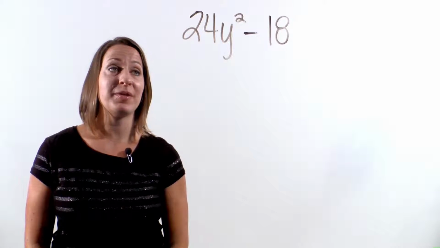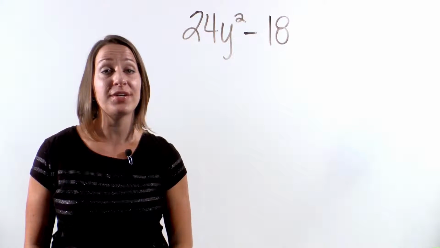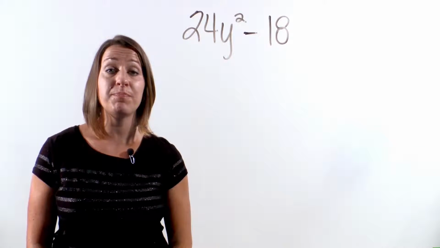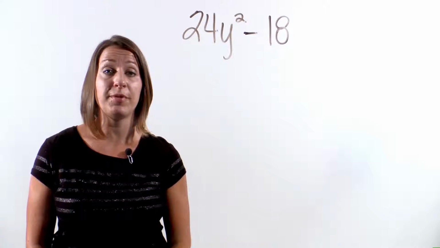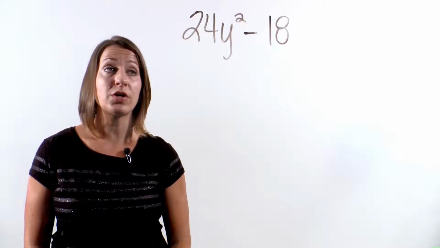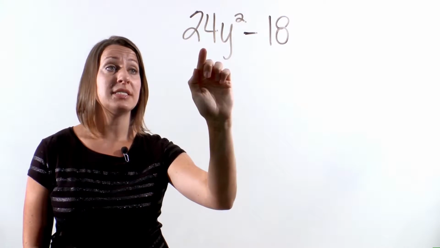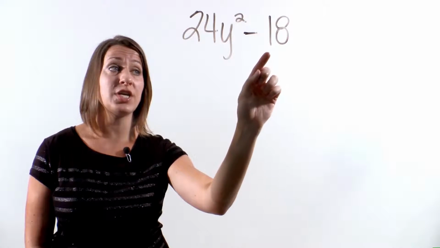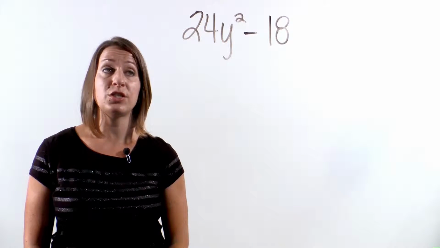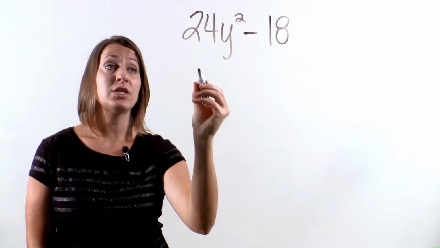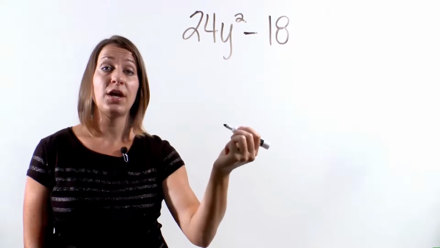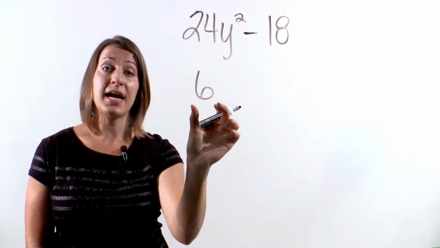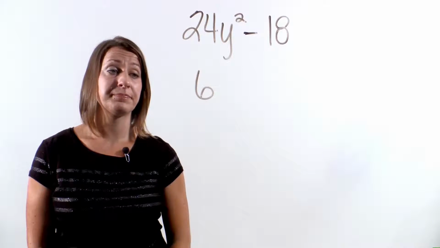Okay, let's look at our next problem. We have 24y squared minus 18. We're going to factor this problem, which means we're going to break this binomial into a multiplication problem. The first thing we look for is we're going to look at our coefficients to see if there's a greatest common factor. Is there a number that they both share that they can be evenly divided into? In this problem, 24 and 18 are both divisible by 6. So we're going to write 6 as the first part of our multiplication problem.